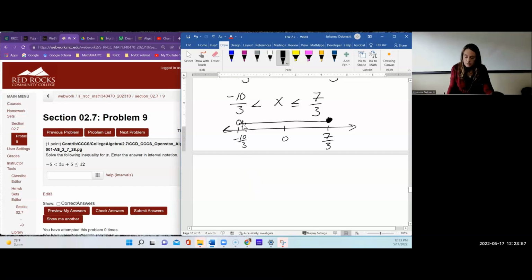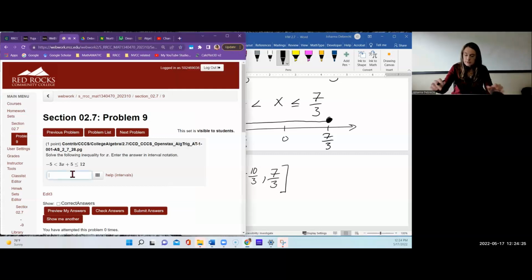Now we interpret and go from the left to the right. This is going to give us a round parenthesis, an open one on the far left at -10 over 3. Then continuing to the right, we stop at 7/3. We use a square bracket because it's solid. And so our solution would be -10/3, 7/3 closed. We say -10/3 is open and 7/3 is closed.